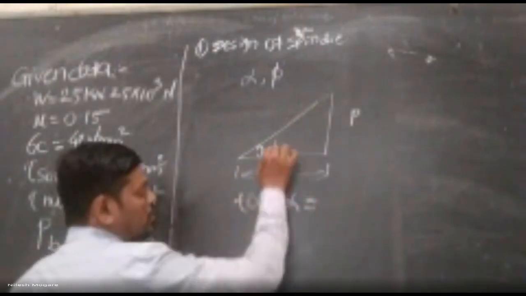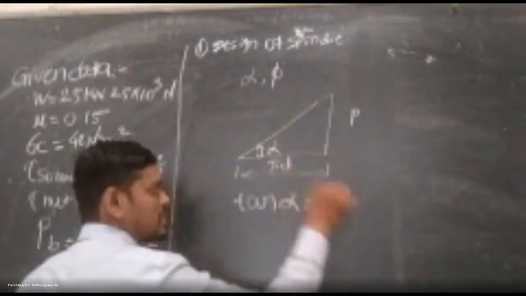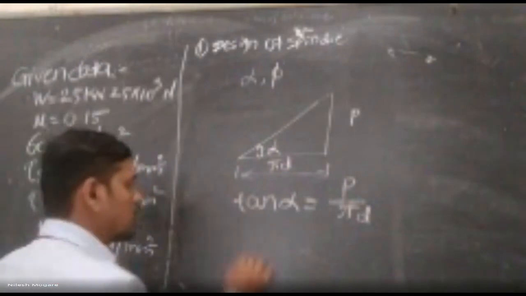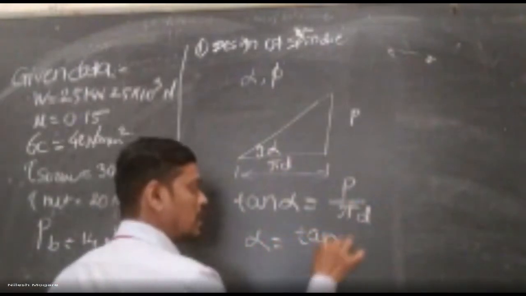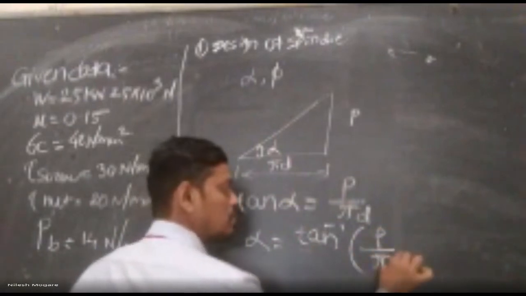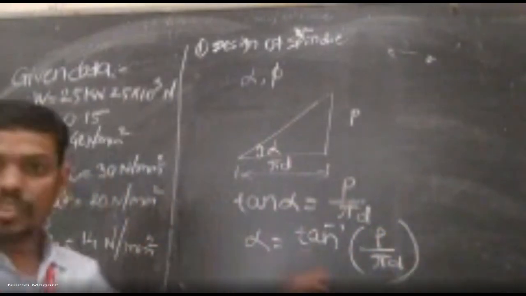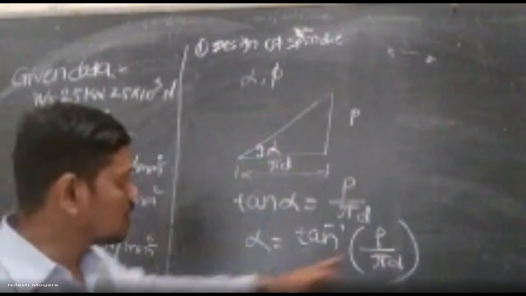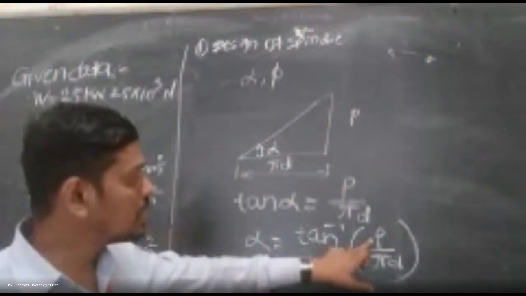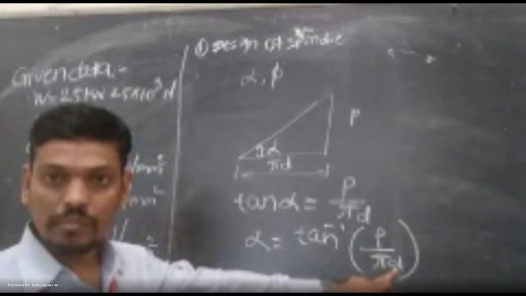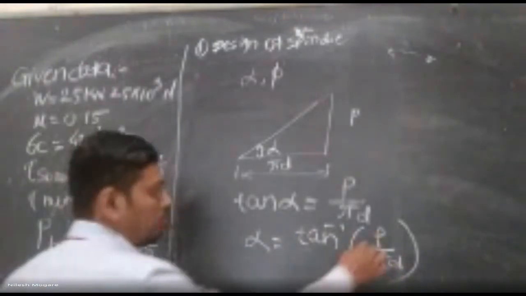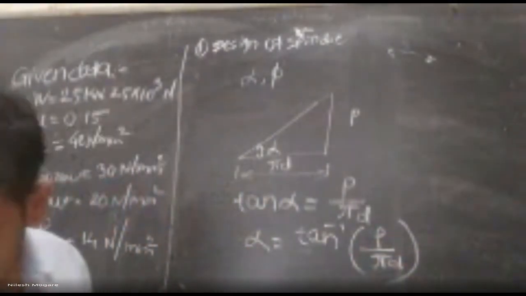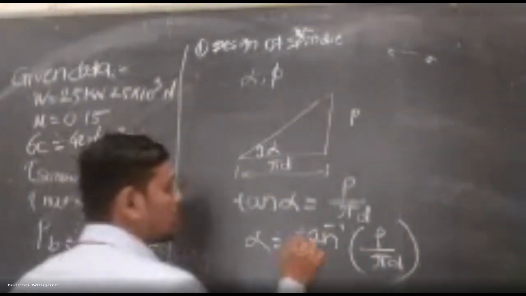If you take tan alpha, it is opposite upon adjacent, so P upon pi D. And if you want the value of alpha, it becomes tan inverse of P upon pi D. With this equation we get the value of alpha, the helix angle. We have the value of pitch, P equals 6 mm, and D, the mean diameter. So put the values and we get the value of alpha.